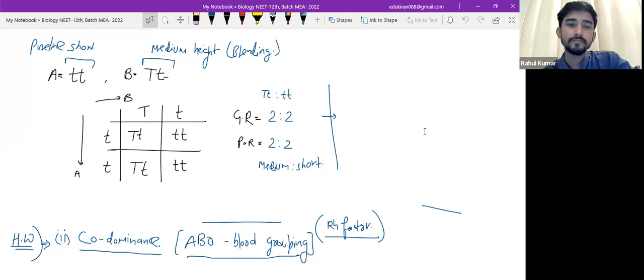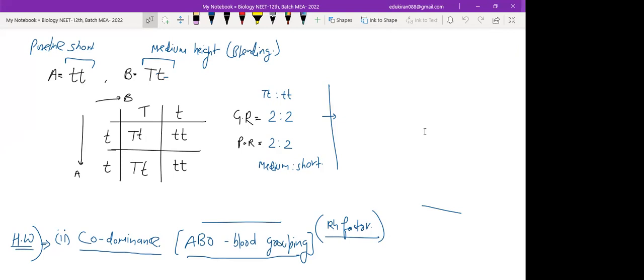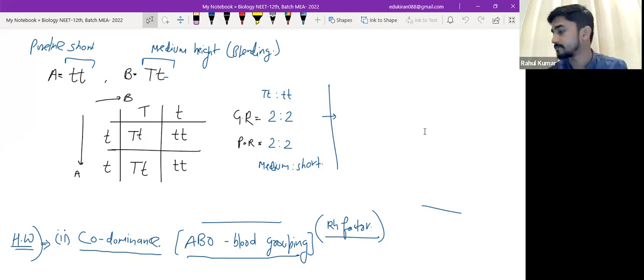Yeah, what was the first law? Law of dominance. Yes, what is it? What does it state? What does it say? How will you define that law?